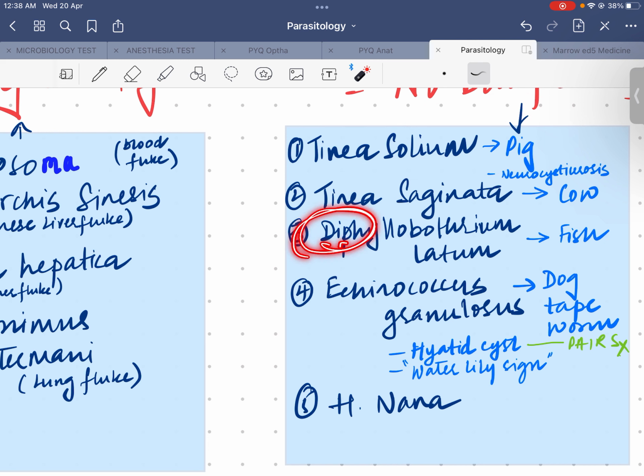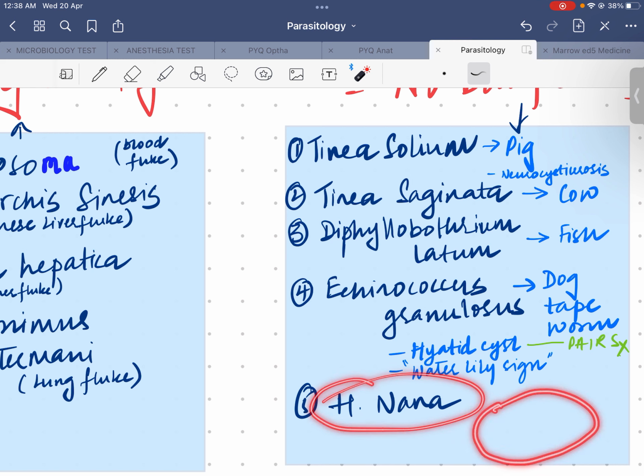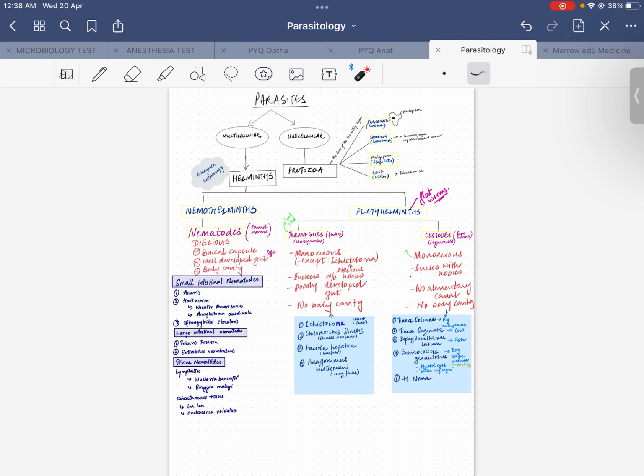Diphyllobothrium latum, important thing, is called the fish tapeworm and it interferes with B12 absorption, causing megaloblastic anemia. Echinococcus granulosus causes hydatid cysts, a short tapeworm. Diphyllobothrium latum is a very long tapeworm. Hymenolepis nana, you should remember the egg with the polar filaments and the central hooks. So that is about the cestodes.